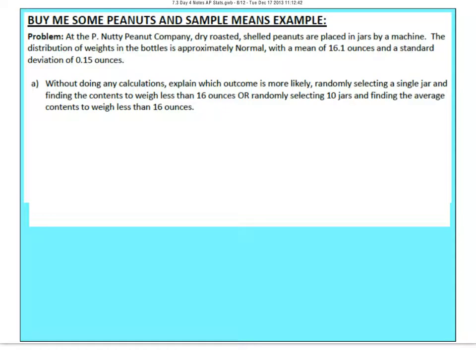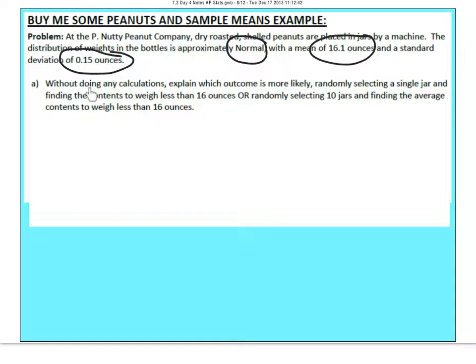Let's look at this example of buying some peanuts. Here we have the Nutty Peanut Company. They do dry roasted shelled peanuts placed in a jar by a machine. The distributed weights in the bottles are approximately normal. Okay, we know the population is normal. The mean is 16.1 ounces, standard deviation 0.15 ounces. So this is what we know about the population.